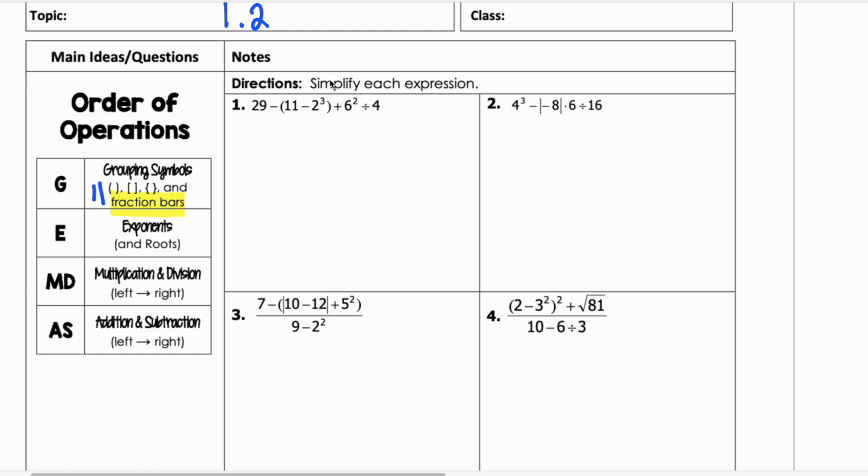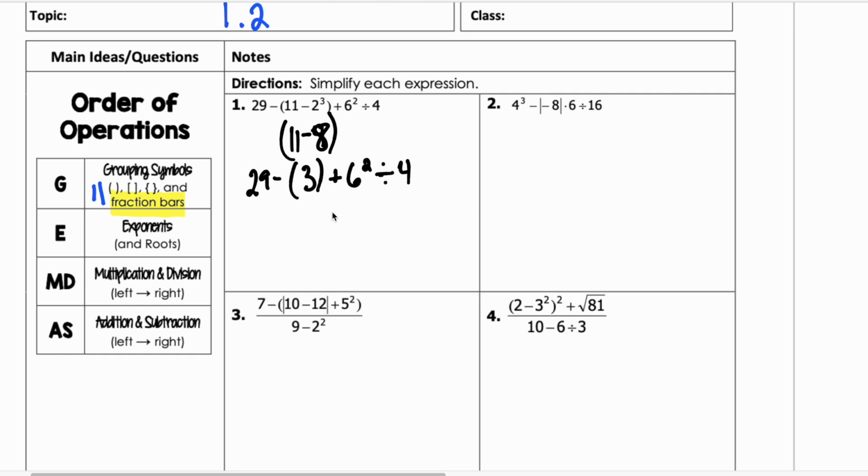Okay, so 2 times 2 is 4. 4 times 2 is 8. Sorry, this is supposed to be an 8. Bring everything else down. And then we have 11 minus 8. It's going to be 3. Bring the rest of my problem down. So I have 29 minus 3 plus 6 to the power of 2 divided by 4.